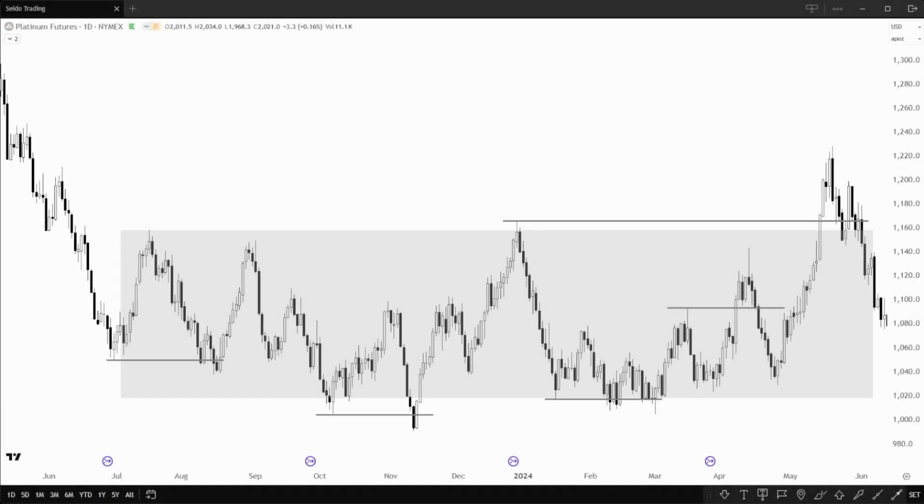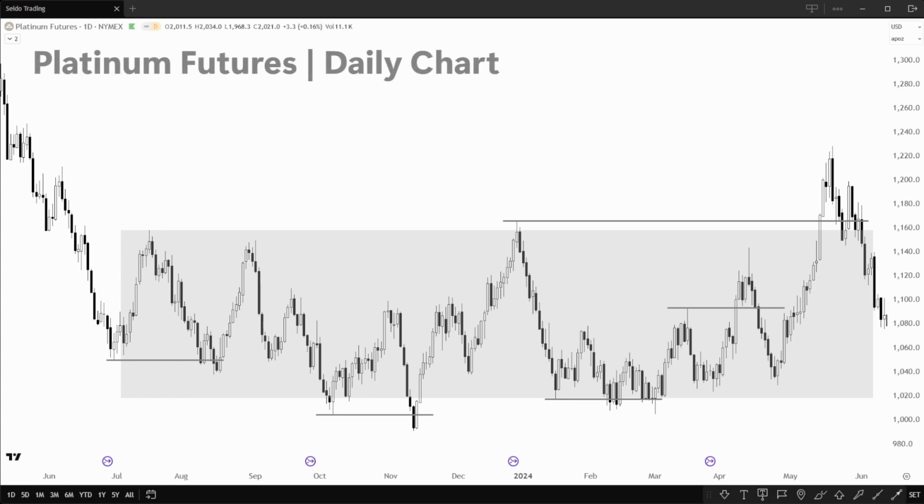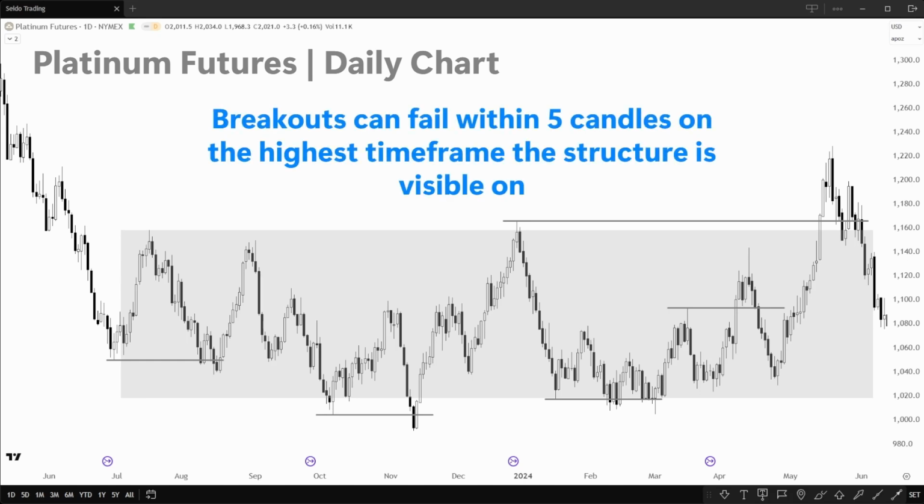This is a daily chart of platinum. I've loosely marked out the trading range with the grey box, and I've marked out some swing highs and lows for you. As a rule, price can fail a breakout attempt of a trading range, trend, or any other level within 5 bars on the highest time frame that structure is visible on.